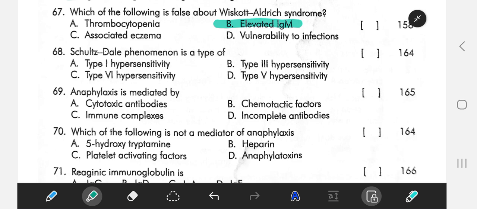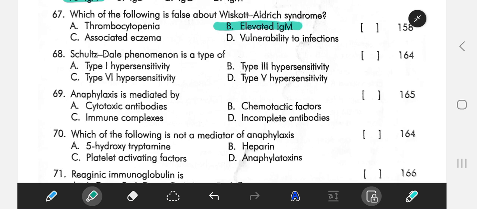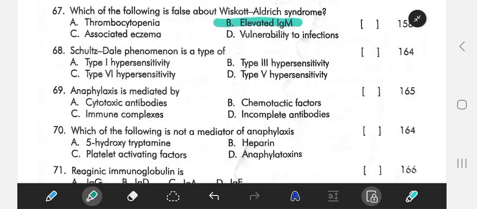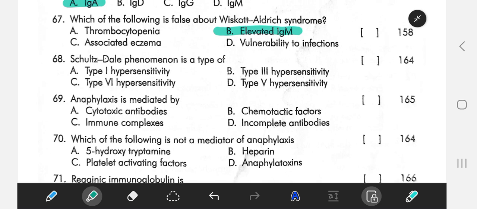Question number 68. Arthus phenomenon is a type of option A. Type 1 hypersensitivity, B. Type 3 hypersensitivity, C. Type 6 hypersensitivity, and D. Type 5 hypersensitivity. Answer will be A. Type 1 hypersensitivity.